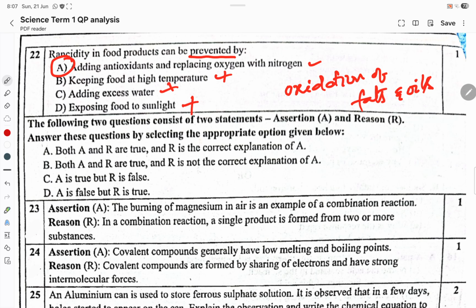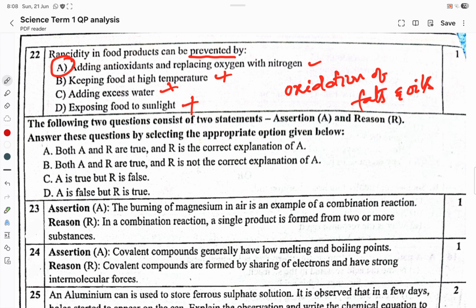There are some antioxidants that prevent oxidation of food items. Food packets or food containers should have antioxidants added, and the oxygen present in the container or cover or pack should be replaced with nitrogen.